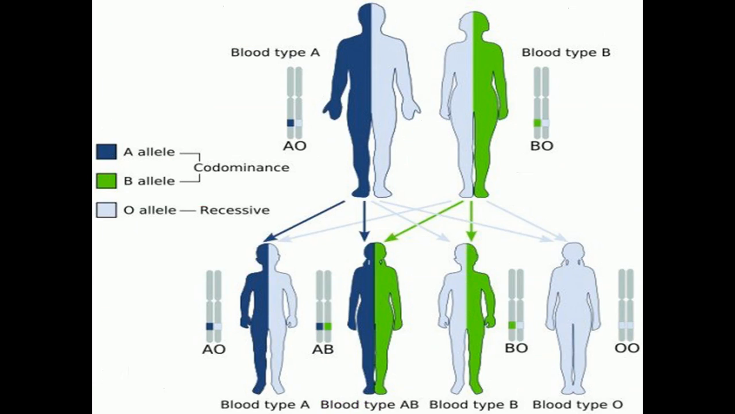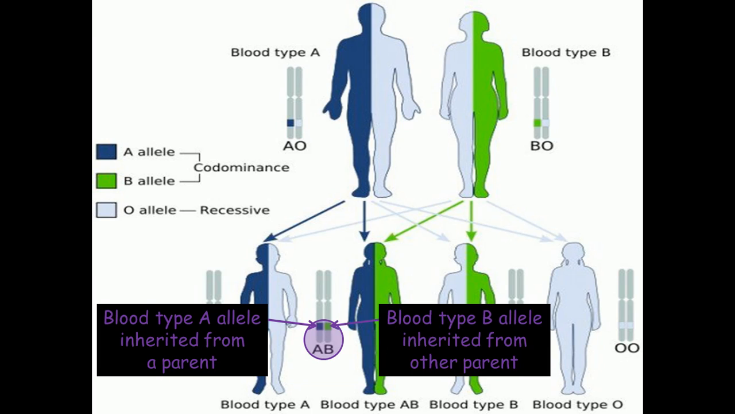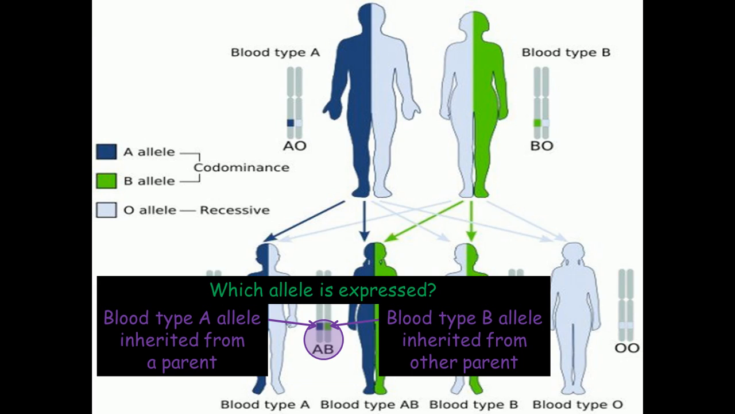So first we need to understand that a person who's blood type AB will contain 2 chromosomes that are the same, and because one of the chromosomes would have been inherited from the mother and the other chromosome would have been inherited from the father, that means that there are 2 blood type alleles. So the blood type A allele was inherited from one parent and the blood type B allele was inherited from the other parent. So which allele would be expressed?